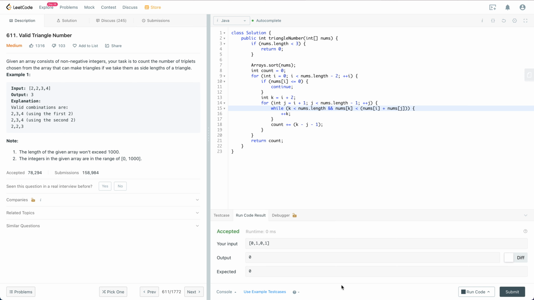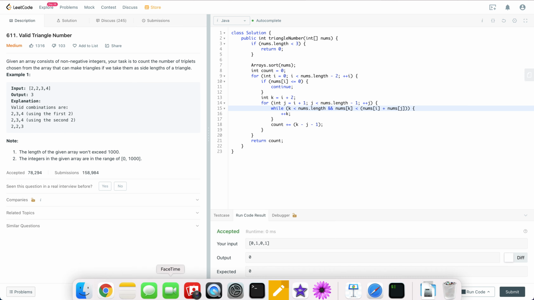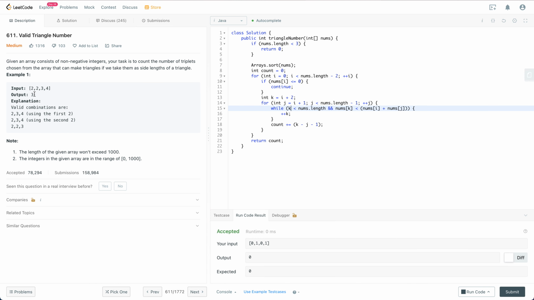Let's read through this problem. Given an array consisting of non-negative integers, your task is to count the number of triplets chosen from the array that can make triangles if we take them as side lengths of a triangle. Suppose there are three sides. The condition to form a triangle is that the sum of the smallest two sides is larger than the third side, which is the longest side. Also all three sides should have length larger than 0. Let's say if we have 2, 2, 3, 4, there are three options for us to form the triangle.